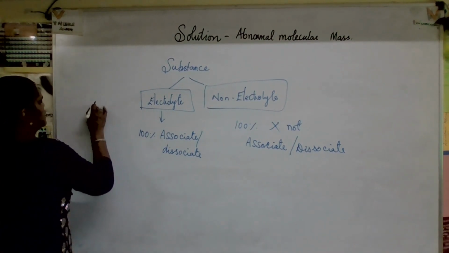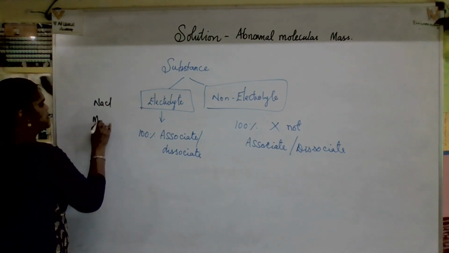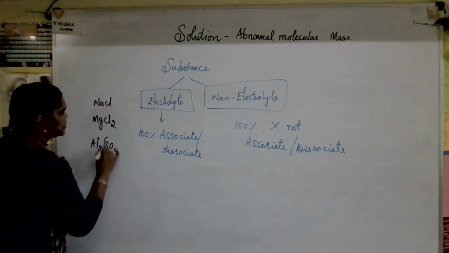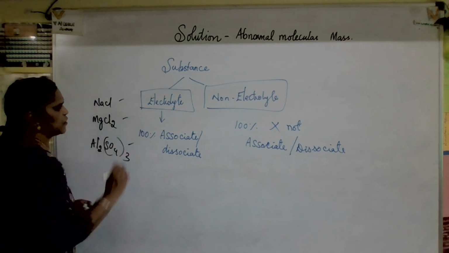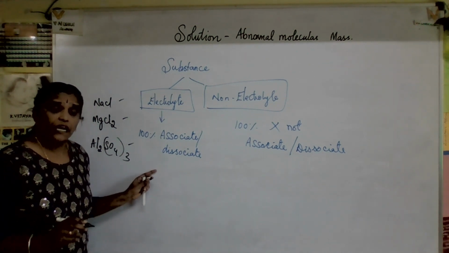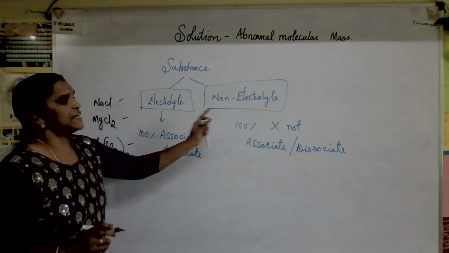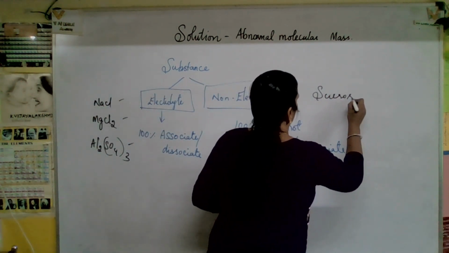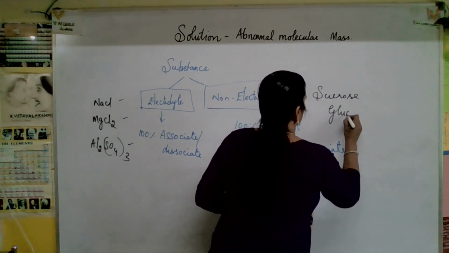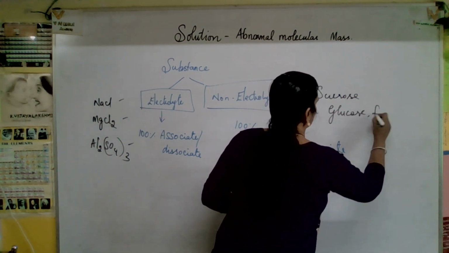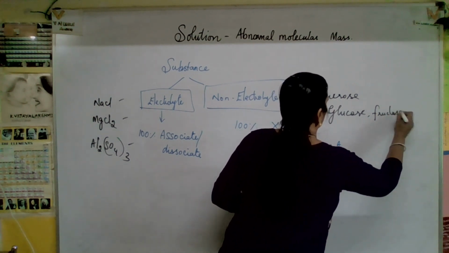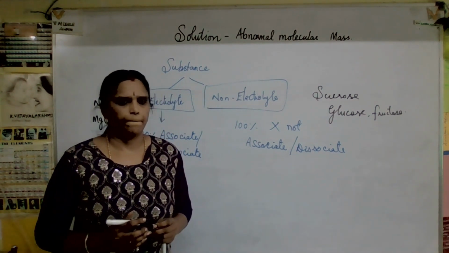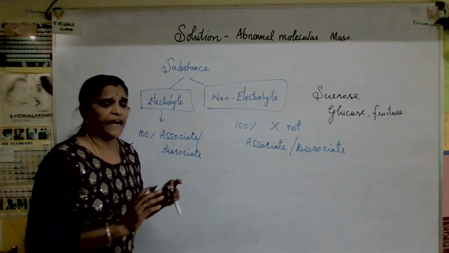Okay, we can give one example of electrolyte and non-electrolyte. For example, NaCl, MgCl2 and Al2(SO4)3. So these are all electrolytes, so they will associate as well as dissociate. Whereas non-electrolytes, for example, sucrose, glucose, and fructose, are all neither associate nor dissociate. Right?